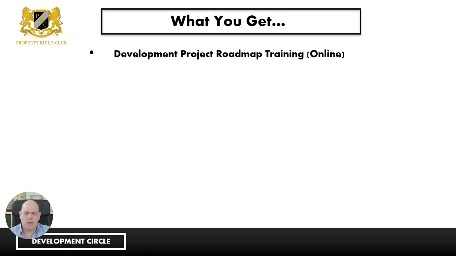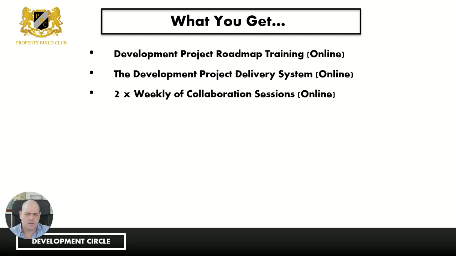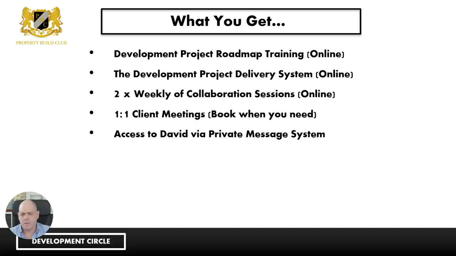What you get? Well, as part of this level, you get development project roadmap training, which is online, and the development project delivery system training, which is online. You get 2 weekly collaboration sessions online. You get one-to-one client meetings, book when you need them with me. These are one-to-one consultations should you need them. And you get access to me in a private message system so we can get second opinions and things like that and sort issues together.